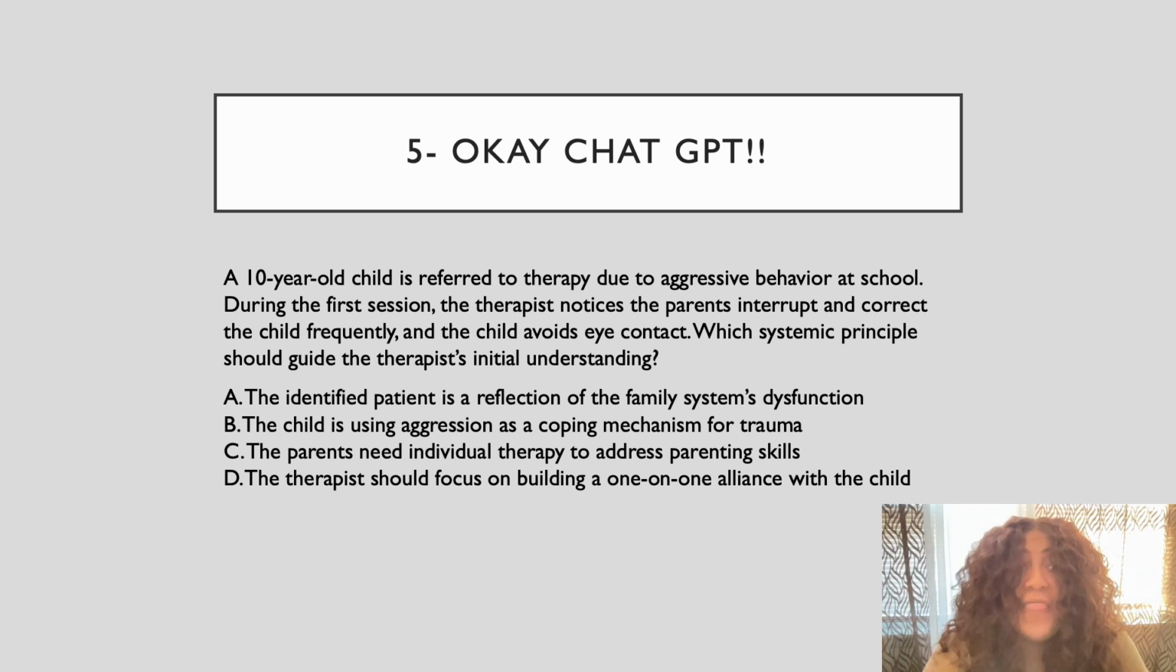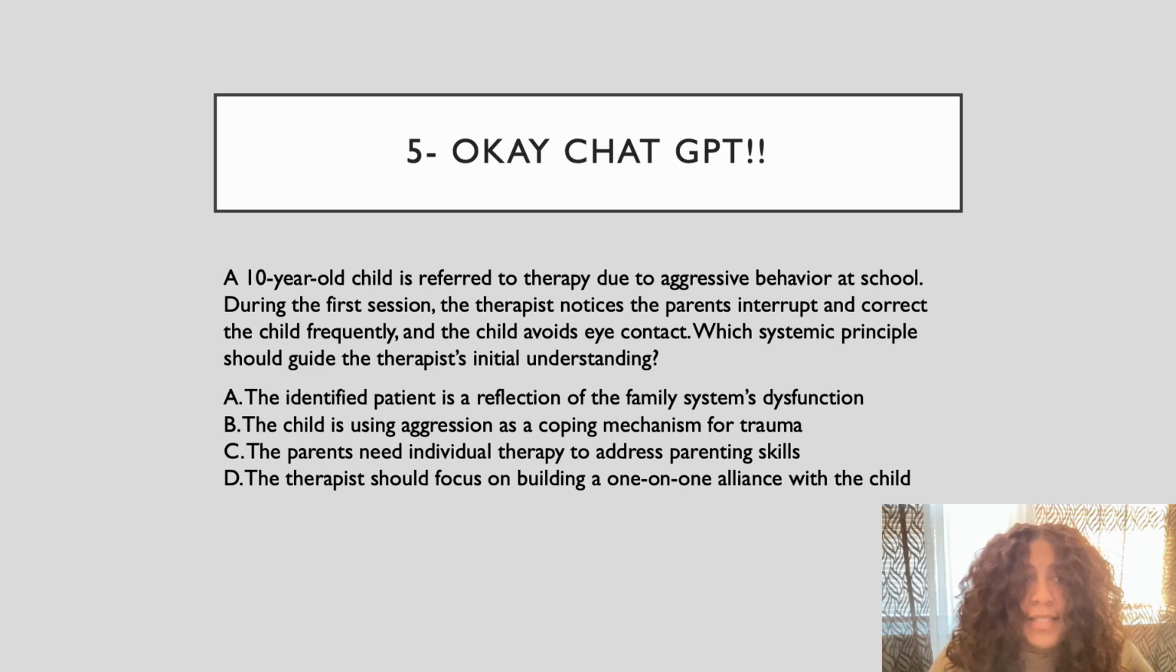Let's take a look at A. The identified patient is a reflection of the family system's dysfunction. Okay, I'll take that. Sounds systemic enough, right? Now let's look at B. The child is using aggression as a coping mechanism for trauma. Well, nothing about trauma was mentioned in this vignette, so we get rid of it. That's the critical thinking component that I'm talking about as well. If it ain't mentioned in there, don't try to make it stick in there. C says the parents need individual therapy to address parenting skills. There it is, that question about breaking up the family system. Why are we going to get the parents individual therapy?